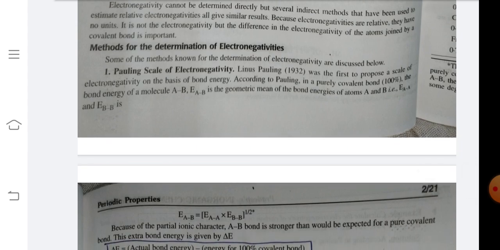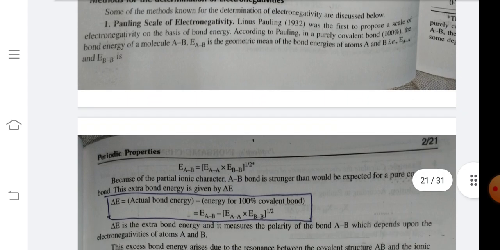Methods for the determination of electronegativities. Some of the methods known for the determination of electronegativity are discussed below. Pauling scale of electronegativity. Linus Pauling was the first to propose a scale of electronegativity on the basis of bond energy. According to Pauling, in a purely covalent bond, the bond energy of a molecule EAB is the geometric mean of the bond energies of atoms A and B, that is EAA and EBB.